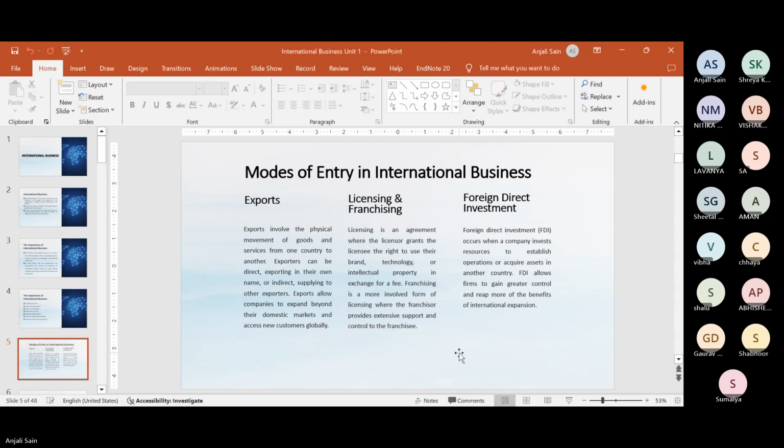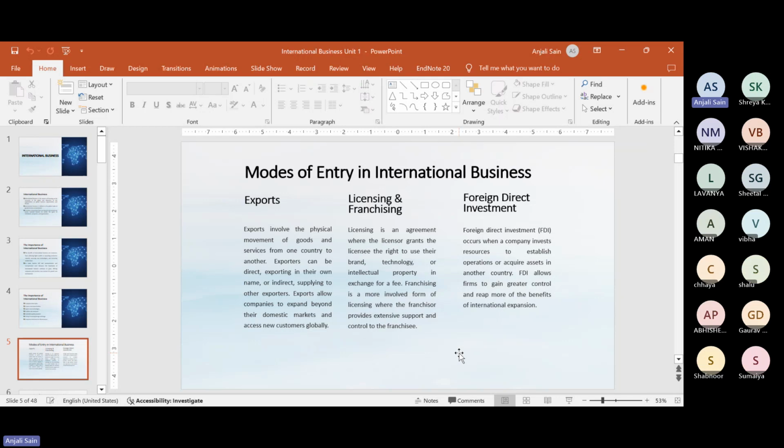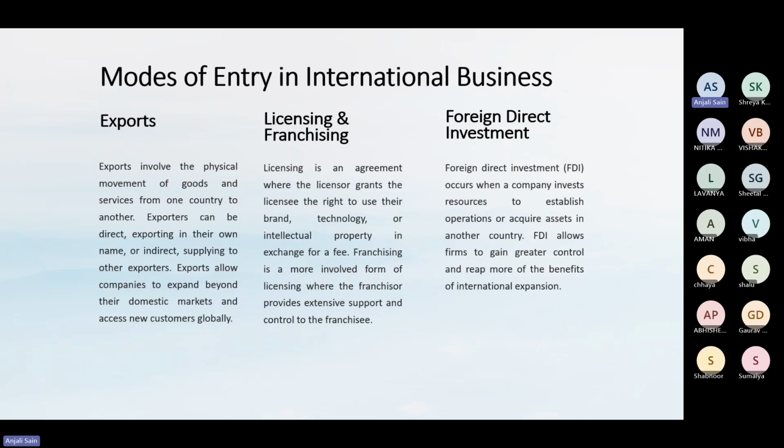Okay, moving on, our next mode of entry is foreign direct investment. Foreign direct investment को FDI भी बोलते हैं in a short form. FDI कैसे होता है? It occurs when a company invests resources to establish an operation or acquire assets in another country. FDI क्या है? FDI में मैं एक लमसम अमाउंट किसी फॉरेन कंट्री की किसी कंपनी में इन्वेस्ट कर देती हूँ। FDI allows a firm to gain a greater control and reap more of the benefit of international expansion.